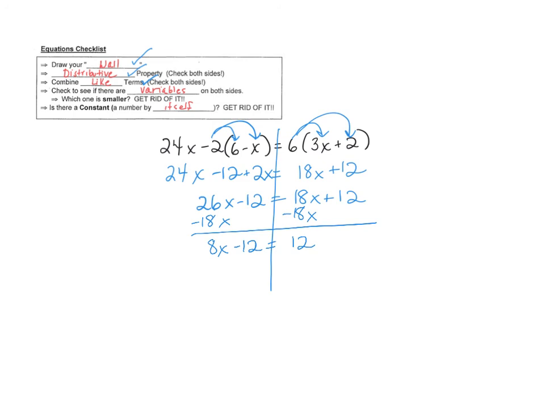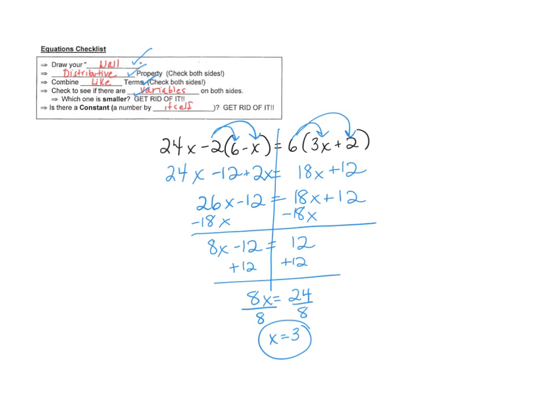Going through my checklist, I took care of the variables on both sides, so the last thing I'm going to worry about is, is there a constant to get rid of, and yes there is. That negative 12, I'm going to get rid of it by adding 12 to both sides, and I'm left with 8x on the left equals 24 on the right. I'm going to divide both sides by 8, and I have x equals 3.